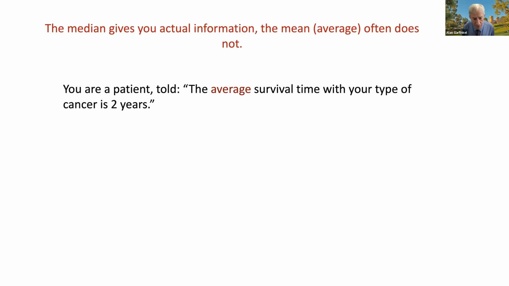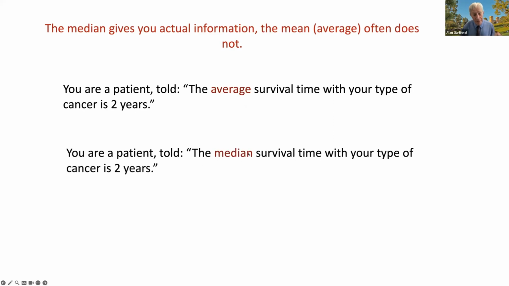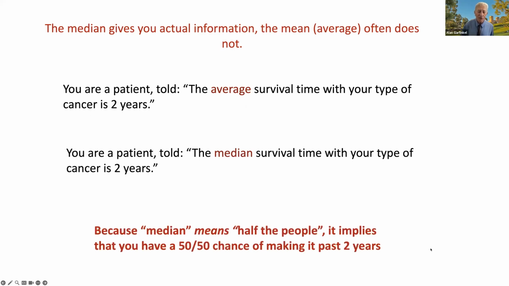It's just like the tax return thing. What if 9 patients die within a month, but the 10th patient lives 20 years? Then the average survival time is 2 years. But that's not helpful to you. But if I tell you the median survival time is 2 years, now you have something you can use. You know that you have a 50-50 chance of making it to 2 years. That's a useful piece of information for your life planning.